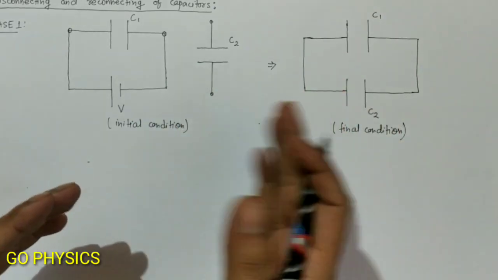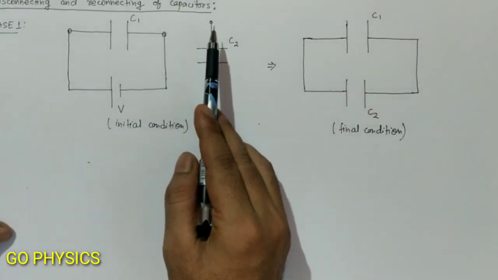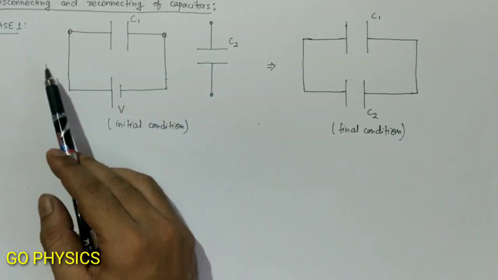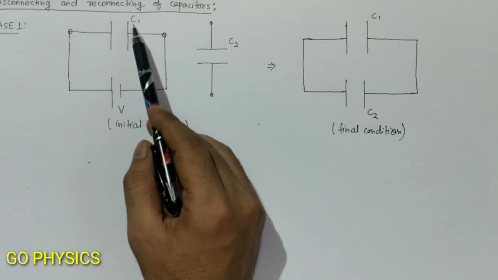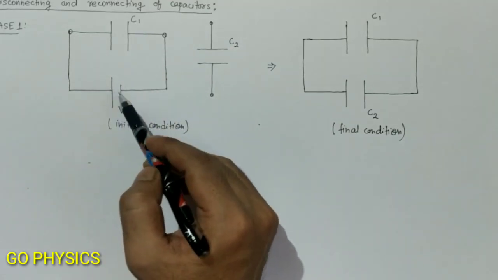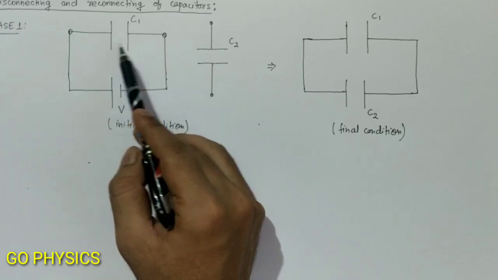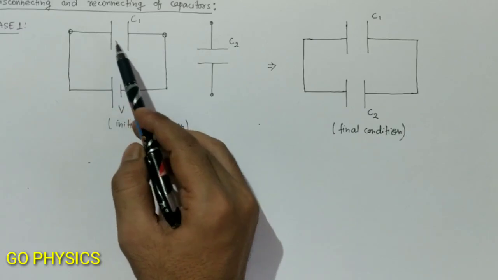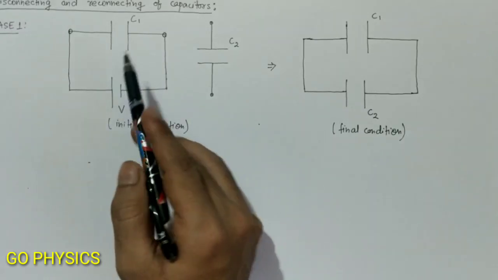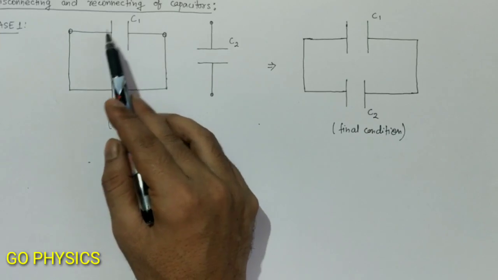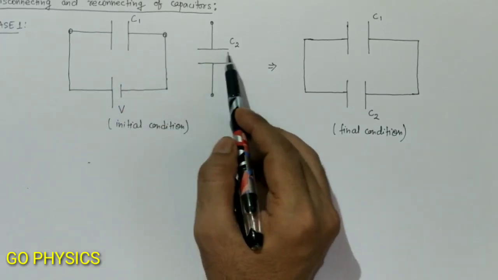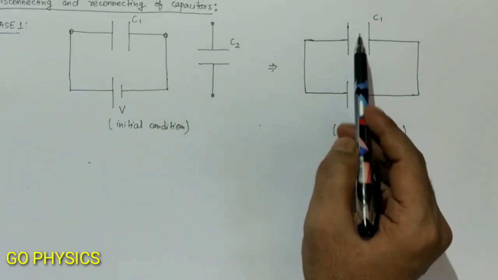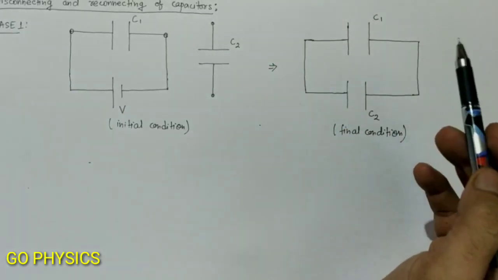Now we'll see a lecture series on disconnecting and reconnecting of capacitors. This is lecture number 1, and today we will deal with case 1, in which we will have one capacitor that is connected to a battery, due to which the capacitor will get charged. And once the steady state is reached, that is, once the capacitor gets fully charged, we will remove the battery and then connect this charged capacitor to this initially uncharged capacitor. And in the final condition, we have to find the charges on both capacitors.